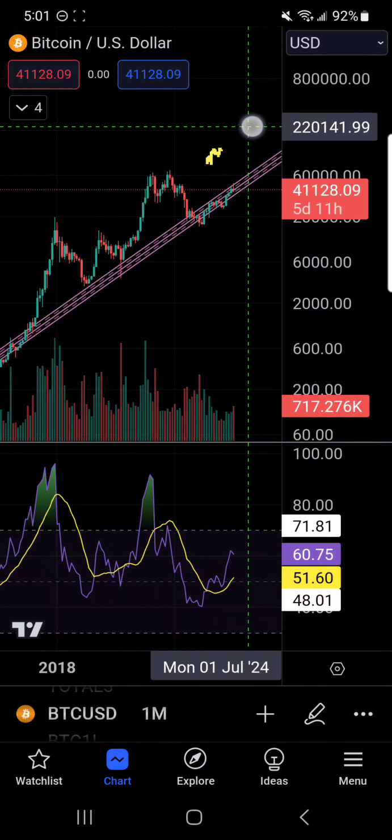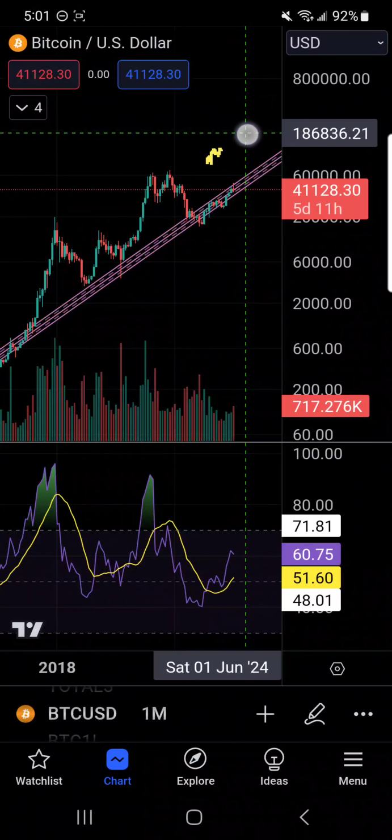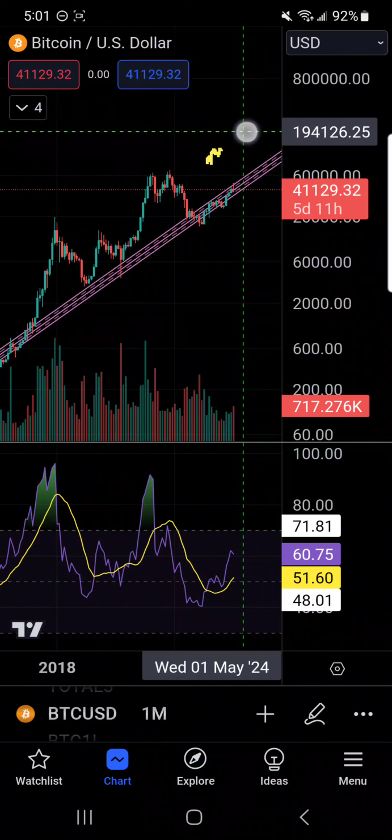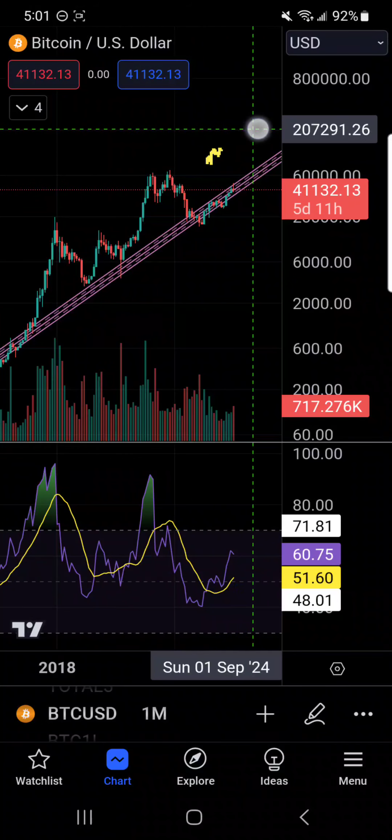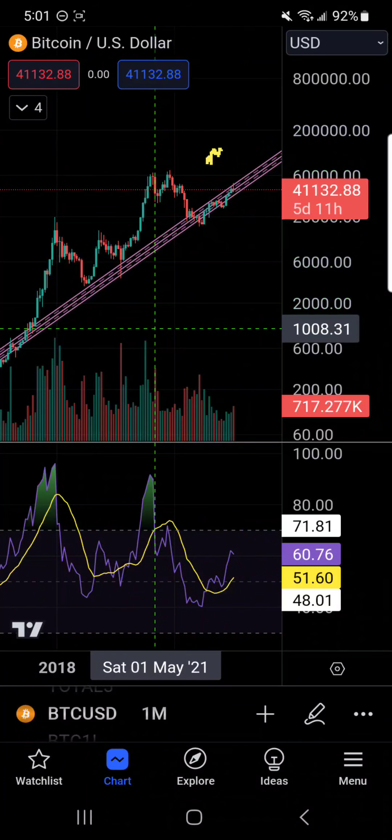Nowhere else in the market, in the stock market, or any other commodity or anything like that, can you see these kind of gains. So, hold on, and we'll be there soon enough.